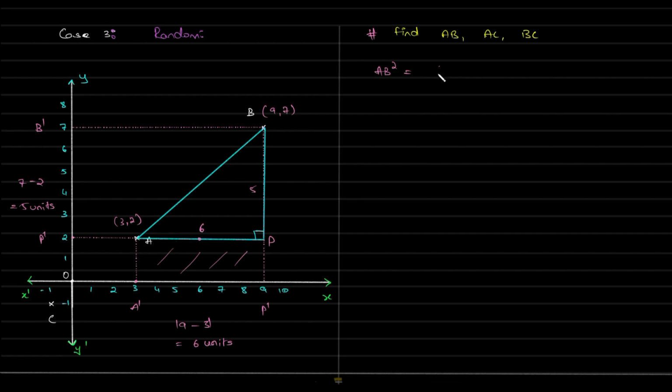AB square is equal to 6 square plus 5 square. So 36 plus 25. So 50. And this is 60. Wait, what? 50, 16, 66. So AB is equal to square root of 66 units. Okay. So this is square root of 66. Now A to C. Sorry, A to C.